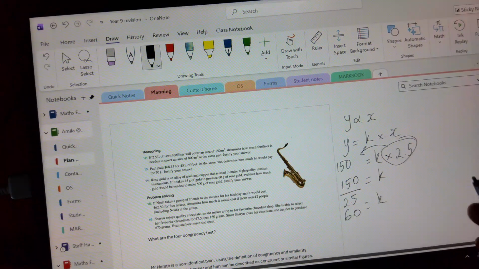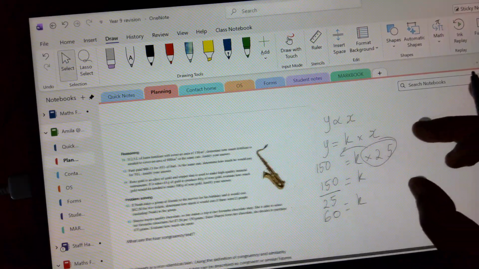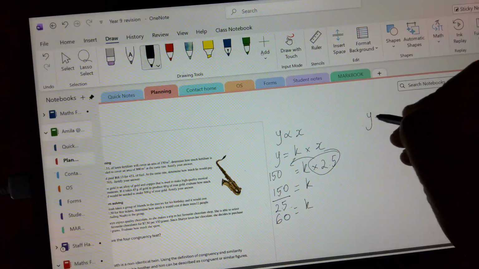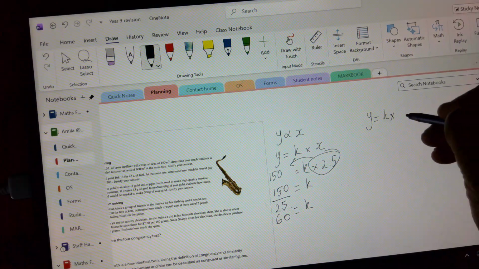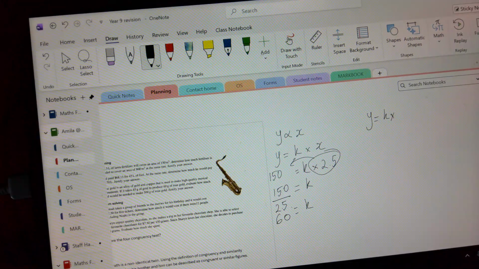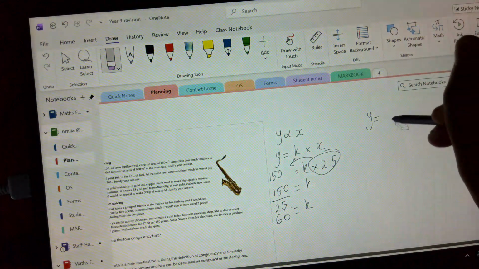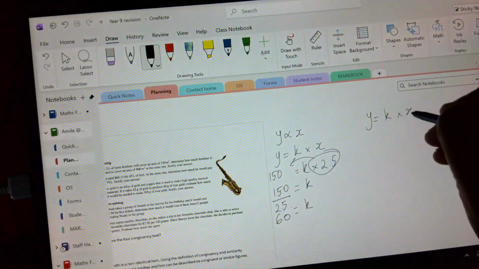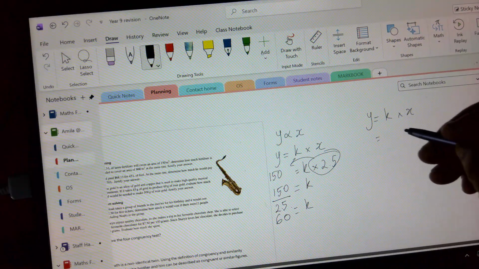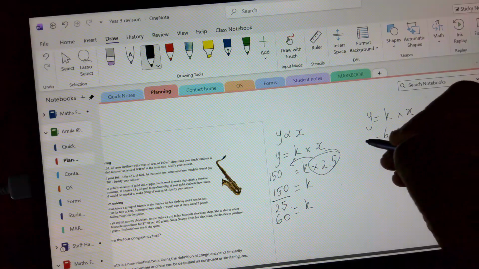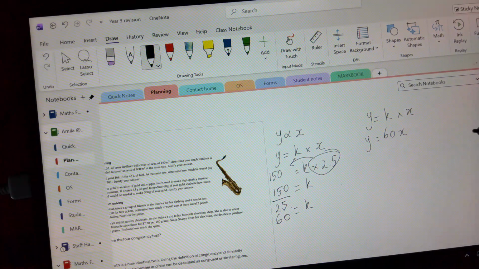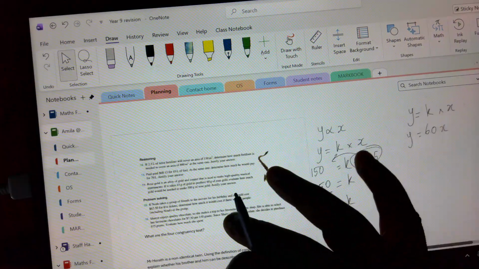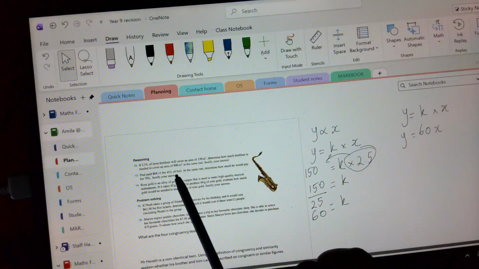That means using that we know X equals K times 1.5. What am I doing? Go away. I know that Y equals K times X, and I know K is 60, so 60X is equal to Y. And if I want to work out in the question what 800 meters squared is.